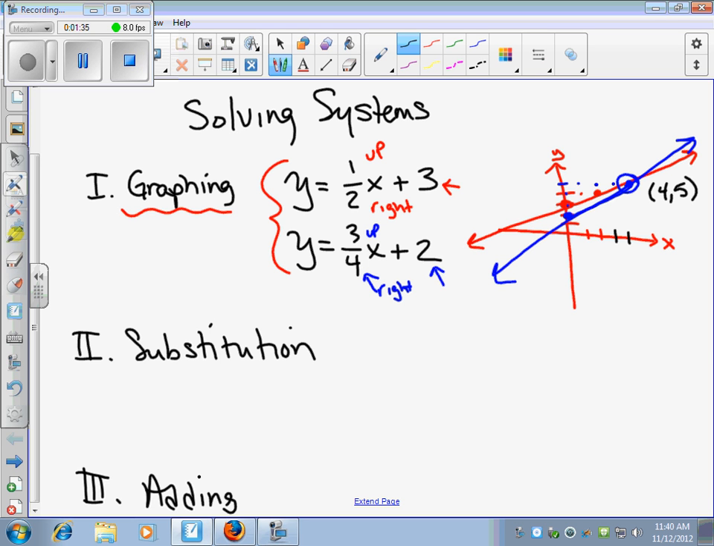Now I could always check it by plugging it in. Is it true that 5 equals 1/2 times 4 plus 3? So I'm plugging in 5 for y and 4 for x. Half of 4 is 2, and 2 plus 3 is 5. And yeah, that's true. And then I might try the other one too.